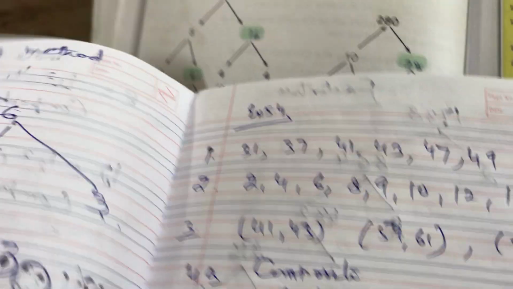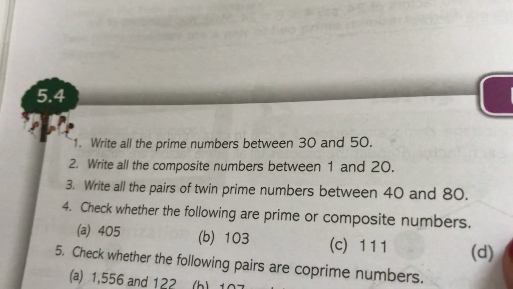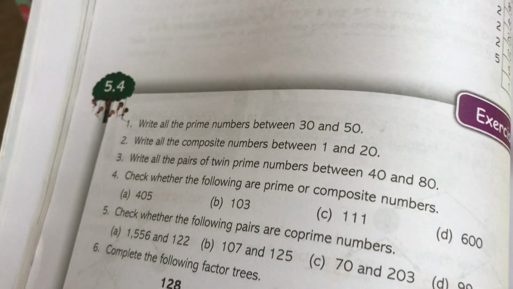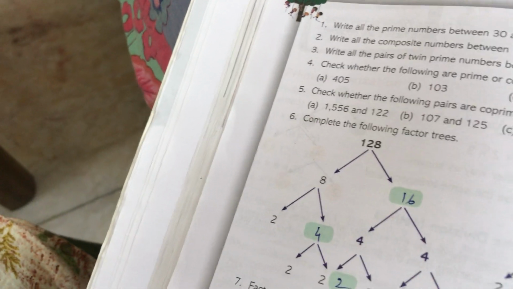Exercise 5.4. So we will discuss today all the prime numbers between 30 and 50. What are the prime numbers? Prime numbers have only two factors, 1 and the number itself. What numbers are between 30 and 50?